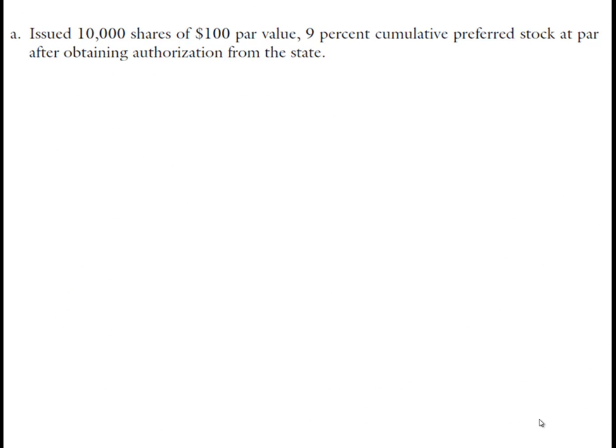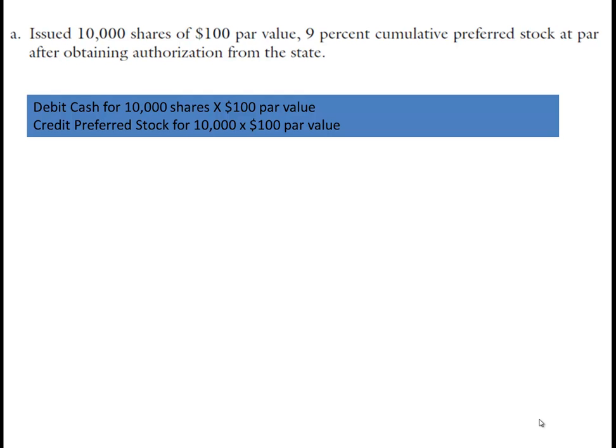Part A says that we issued 10,000 shares of $100 par value 9% cumulative preferred stock at par. So we want to think about the transaction that is involved when we issue the preferred stock. When we issue the preferred stock, we will receive cash and therefore debit cash for the 10,000 shares times the $100 par value, and we would in turn credit our preferred stock.